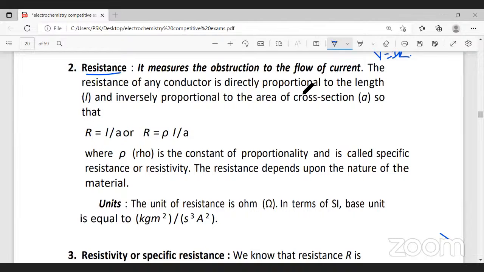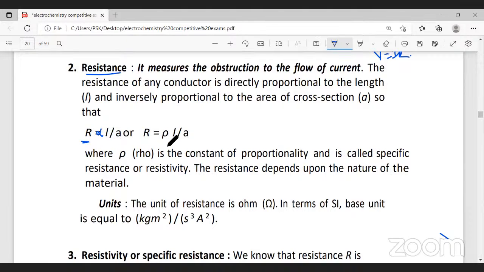The resistance of any conductor is directly proportional to length and inversely proportional to area. So we should write it not with an equal to sign, but with a proportionality sign. Resistance is directly proportional to length and inversely proportional to area. That means the more the length, resistance will be what? More. And resistance is inversely proportional to area.